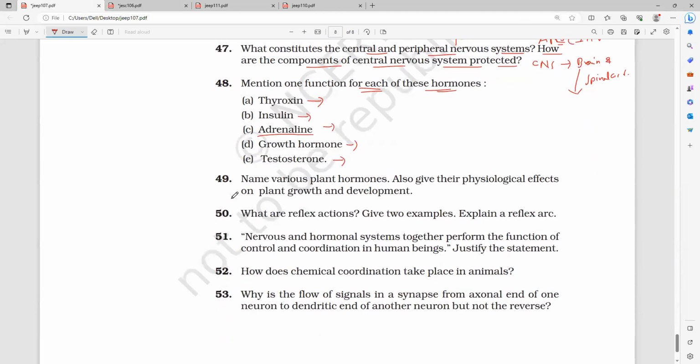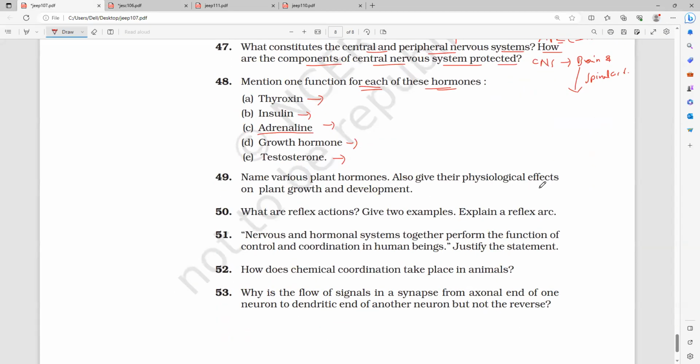Next, name various plant hormones and also give their physiological effects on plant growth and development. We already know how many plant hormones we have. Everybody? Yes, four. Auxins. The next one is gibberellins. The next one is cytokinin. The next one is abscisic acid. Those are the four, and you have to learn them. So what are the physiological effects on plant growth and development? This is very important, so please refer to it and make sure you learn it.